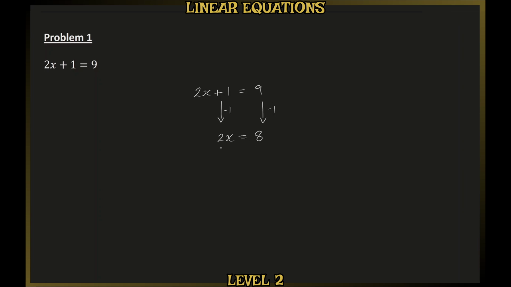Now we need to remove the 2 on the left, and this 2 means that x is being multiplied by 2. So we use its inverse, which is divide by 2, and we divide both sides of the equation by 2. Now on the left, the times 2 and the divide by 2 cancel out, and so we're just left with x. And on the right, 8 divided by 2 is 4, and so x equals 4 is our final answer for problem 1.